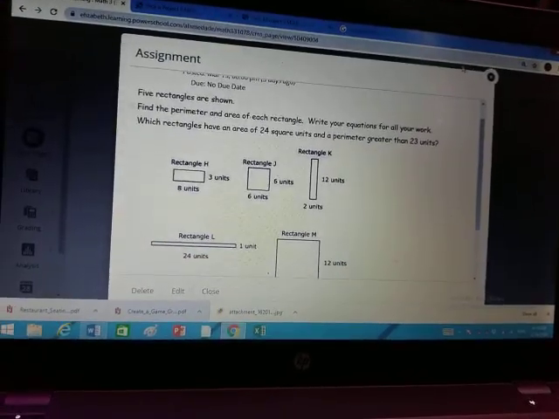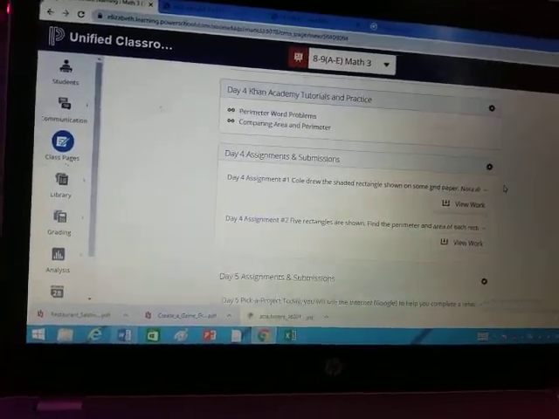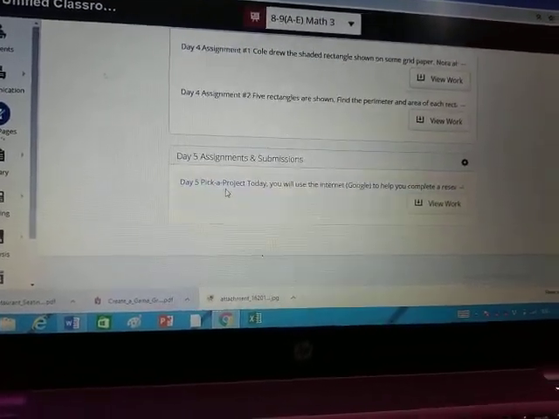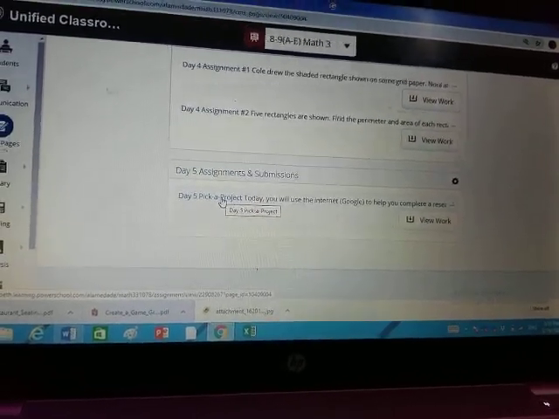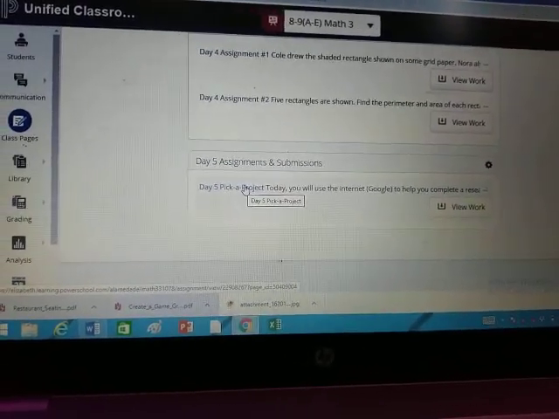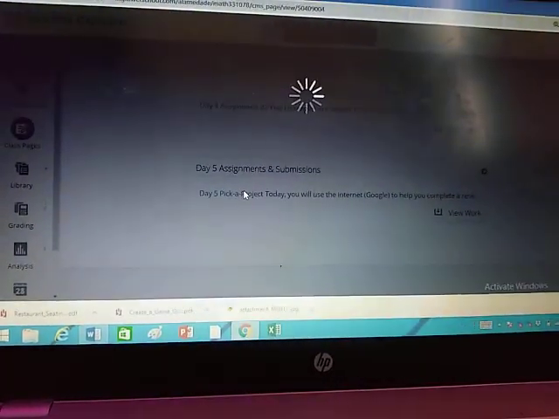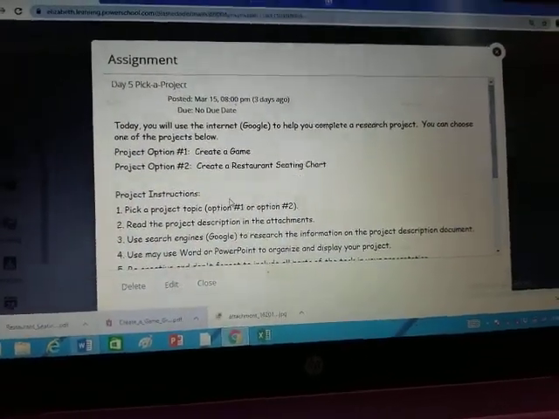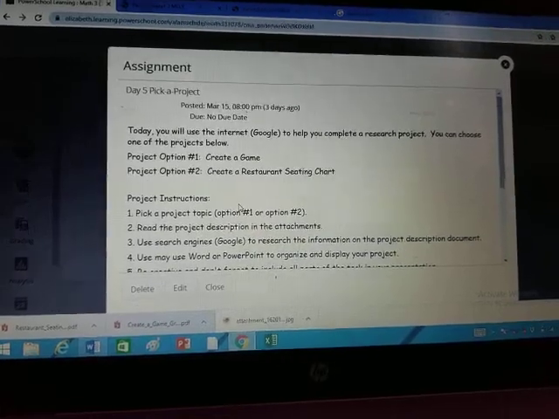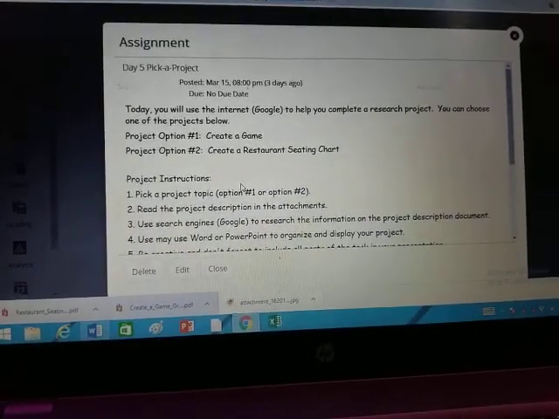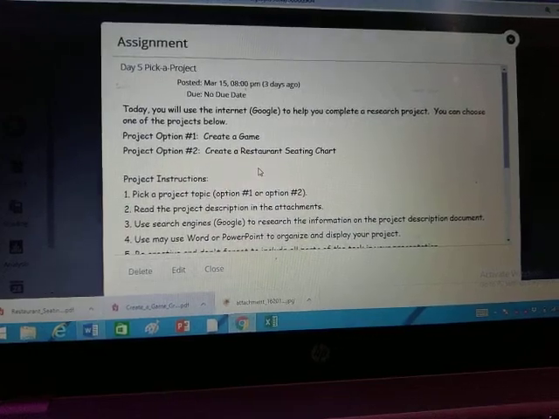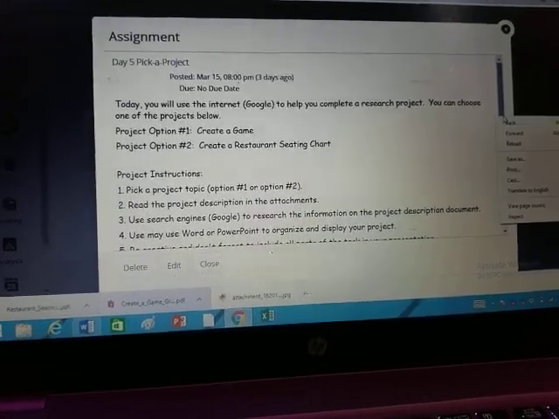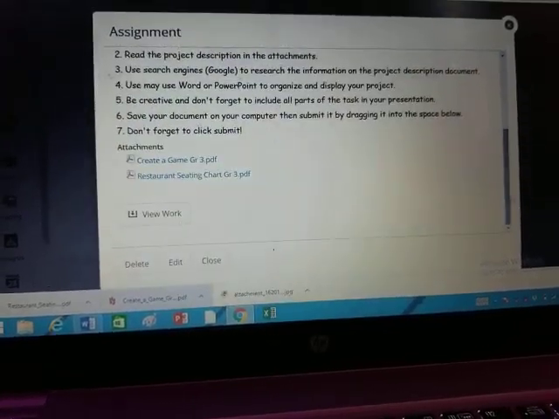So you do have one more, and it is kind of like a drawing fun activity. So day 5, this is the real assignment for Friday since we are behind. It's a pick a project activity, and today you will use the internet, go onto Google to help you complete your research project. You can choose one of the projects below. You can create a game, or you can create a restaurant seating chart. So you're going to read the instructions, and then you're going to click on which one you want to do.